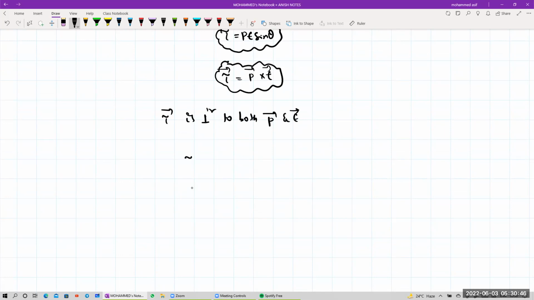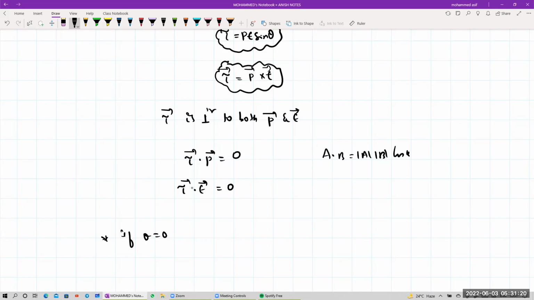That means if I'm writing torque tau bar dot P bar, it will be equal to how much? 0. And torque dot E bar is also equal to 0. Dot product A bar dot B bar is equal to AB into cos 90. A dot B is equal to mod A mod B into cos theta. If tau is perpendicular, then tau bar dot P bar is 0 and tau bar dot E bar is also 0. Okay? This is very important to know.